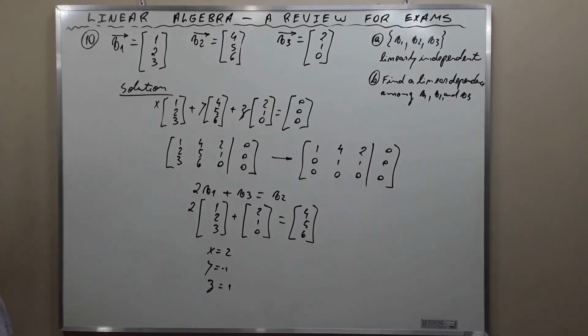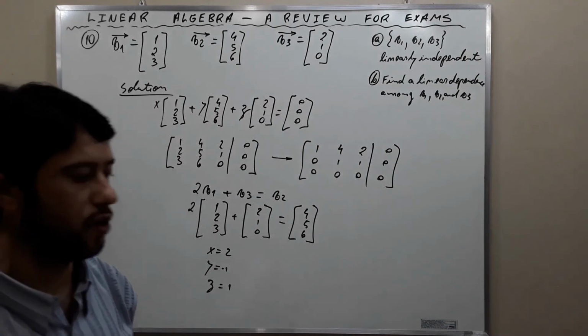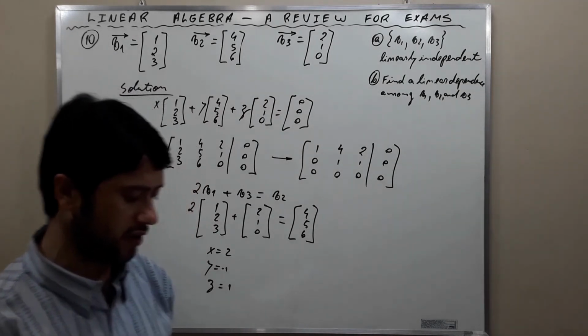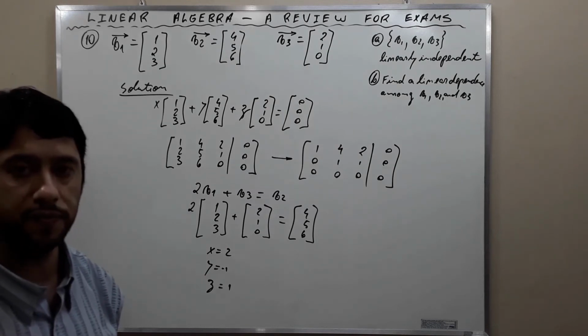So the ultimate conclusion is that the vectors are linearly dependent, all right? One of them can be written as a linear combination of the others, all right? This is all for exercise 10. Let's go to exercise 11 then.